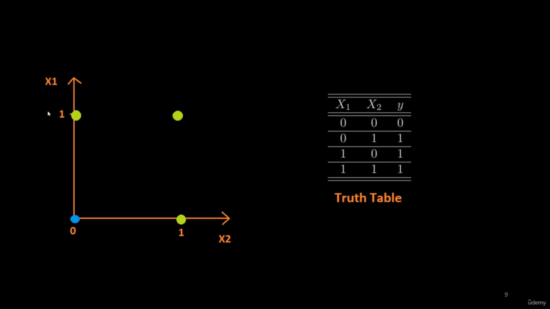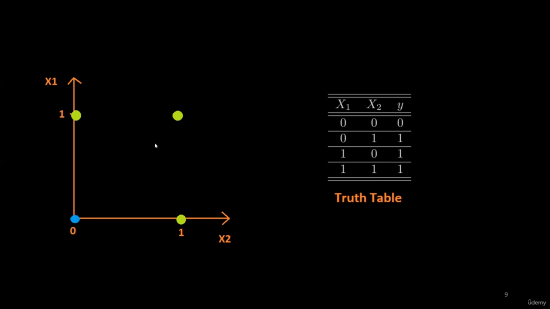This is our third data sample where x1 is equal to 1. And this is our fourth data sample where both x1 and x2 are equal to 1. So we can see that here x1 is equal to 1 and x2 is also equal to 1. Now out of these 4 points, only 1 point belongs to class 0 and the last 3 data points belong to class 1. The sample belonging to class 0 is denoted here by light blue color, whereas the samples belonging to class 1 are denoted by light green color.